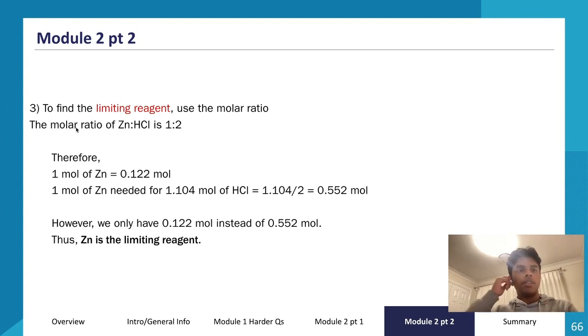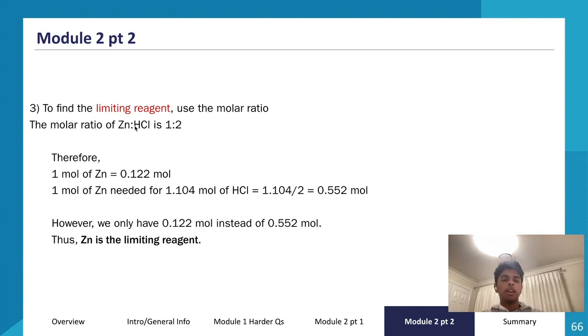So the molar ratio of zinc to HCl, to explain it in better detail now, is 1:2. So if 1 mole of zinc is approximately 0.122 moles, then the HCl needed is 0.552 moles. But we only have 0.122 moles instead of 0.552 moles. So we have less zinc than we need. So zinc now becomes the limiting reagent. So that's the other way of thinking about it.